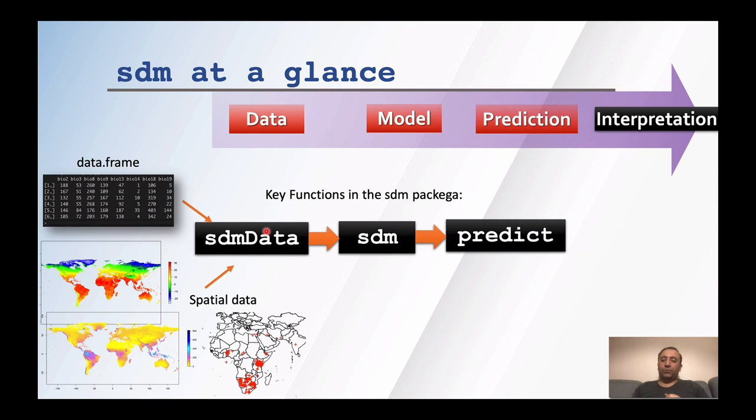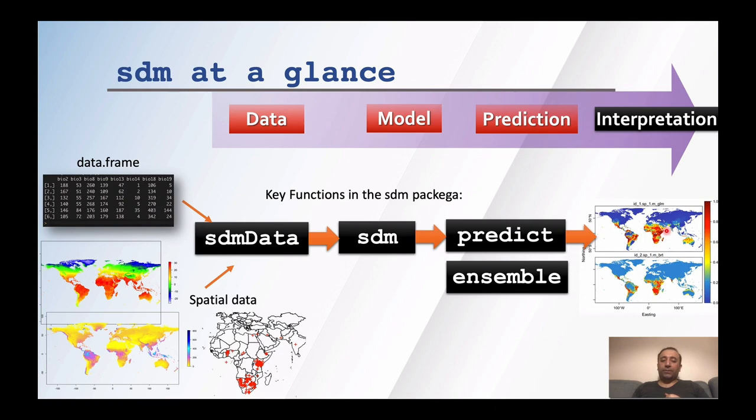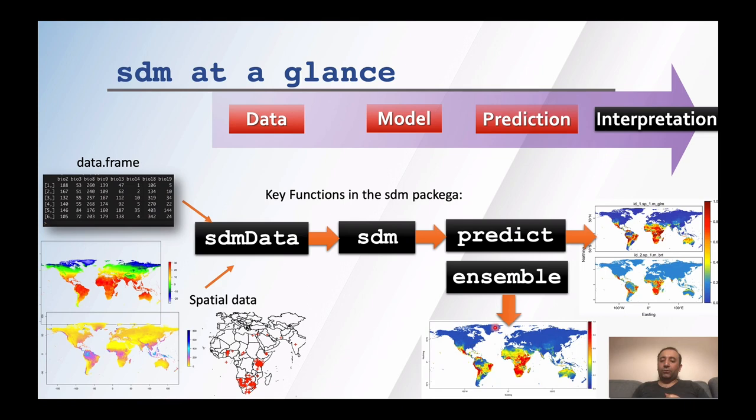And then it goes into the predict function, the predict or the ensemble. Ensemble actually combines the prediction of different algorithms and different replications together to come up with a single output. So predict generates, for example, if the data is spatial, it generates spatial layers for each model and each replication. Here, I just put the result for two models, GLM and boosted regression tree. But if you use ensemble, they are combined into the final probability of occurrence in this case.